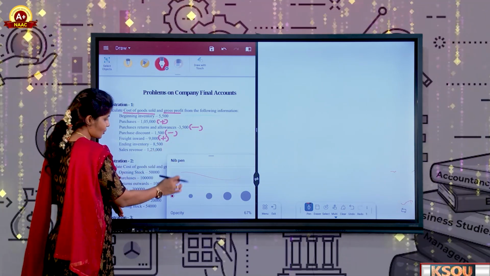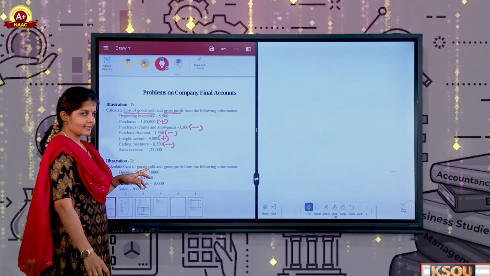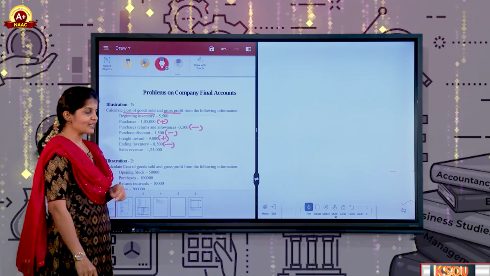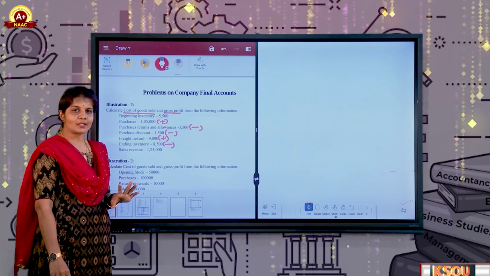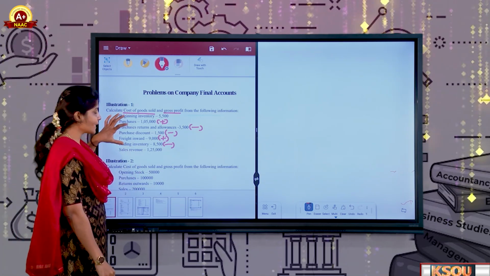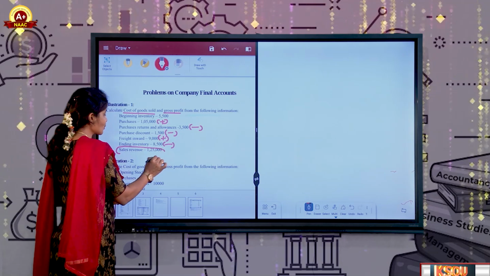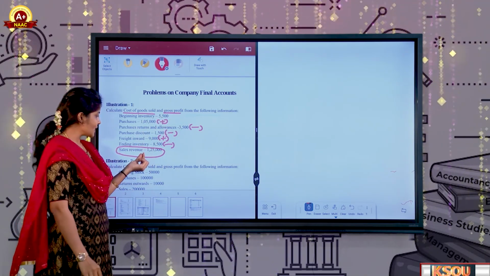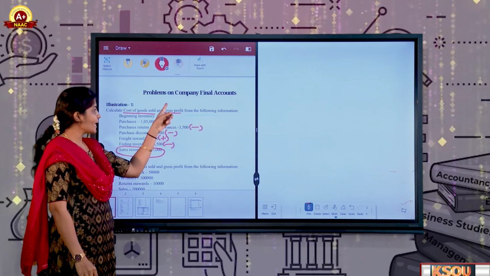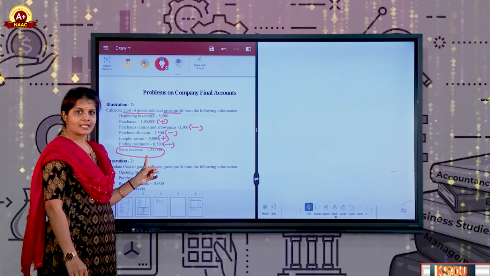So this closing stock is to be deducted. And further, they have given sales revenue. Why do we require this sales revenue? To calculate the cost of goods sold, we need only these information. Whereas this sales revenue, we have to take this for the calculation of gross profit. So sales minus cost of goods sold is nothing but gross profit, correct? So for that we need this sales revenue.